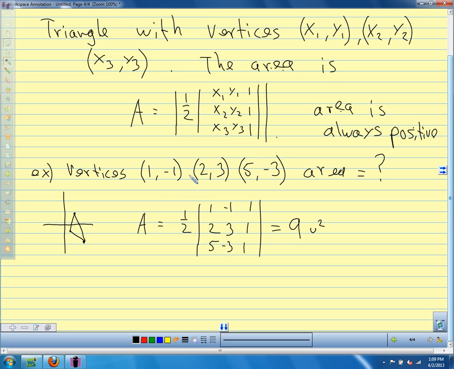Otherwise, finding the area of this triangle without using this method would be much harder. The area is 9, so the determinant would be 18, and we should put the absolute value just to make sure we're saying that the area has to be positive. So that's all we have to do to find the area if we know the vertices of a triangle, is calculate that determinant.